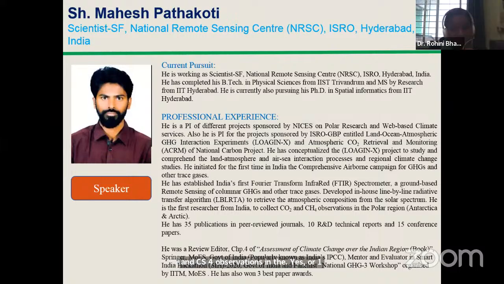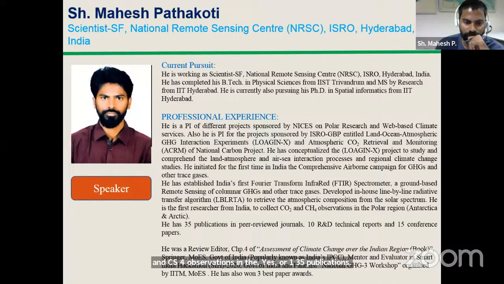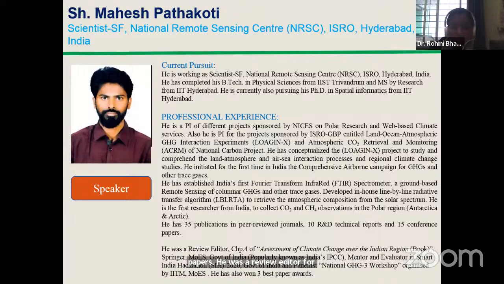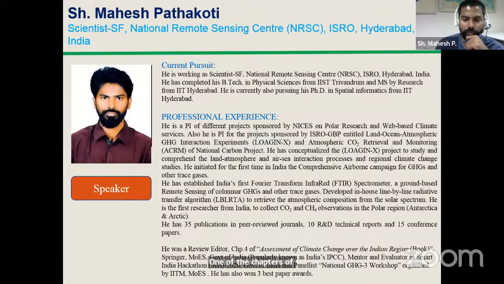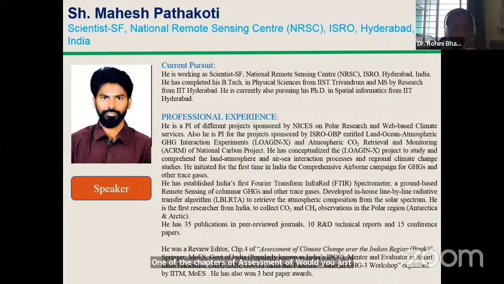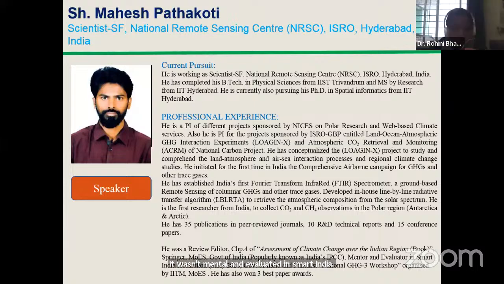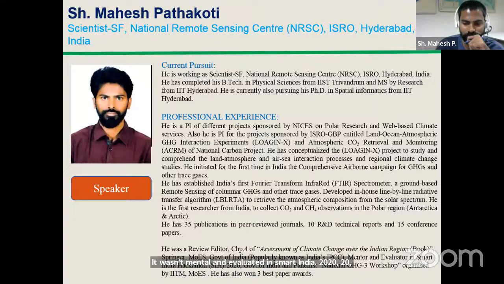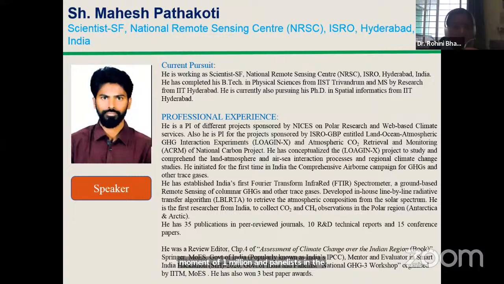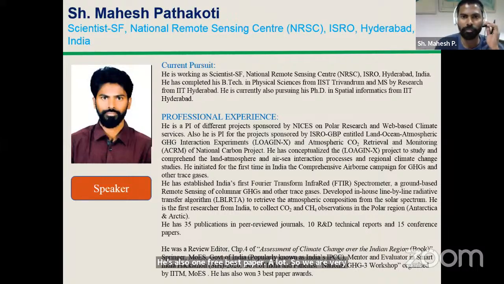He has over 35 publications in peer-reviewed journals, more than 10 R&D technical reports, and 15 conference papers. He was a review editor for one of the chapters of Assessment of Climate Change over the Indian Region, which is a Springer book by the Ministry of Earth Sciences, Government of India, which is also popularly known as India's IPCC. He was a mentor and evaluator in Smart India Hackathon in 2020, Government of India, and panelist in the National Greenhouse Gas Week workshop, which was organized by IITM MOES. He has also won 3 Best Paper Awards. So we are very fortunate to have Sri Mahesh P. Over to you, Dr. Swagata.